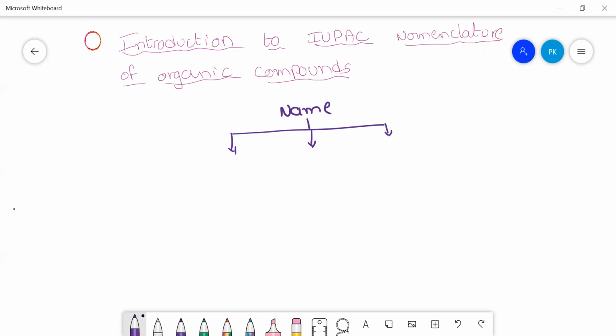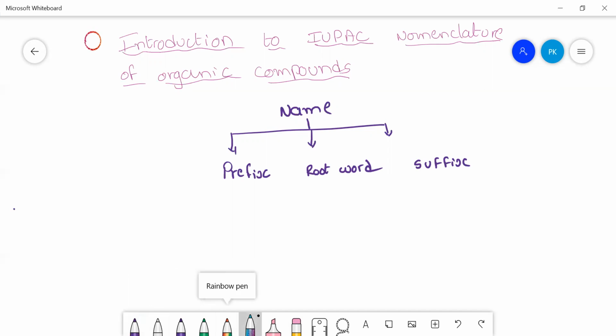What are those three, students? Prefix, root word, and a suffix. So the name always starts with a prefix. In the middle, there will be a root word, and it ends with a suffix.